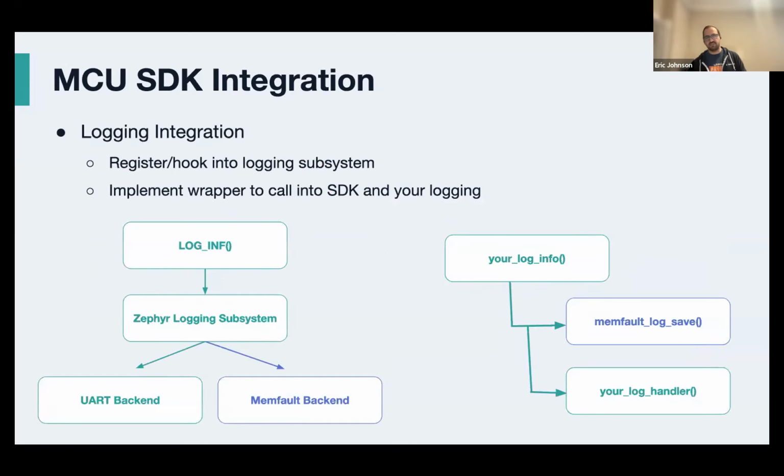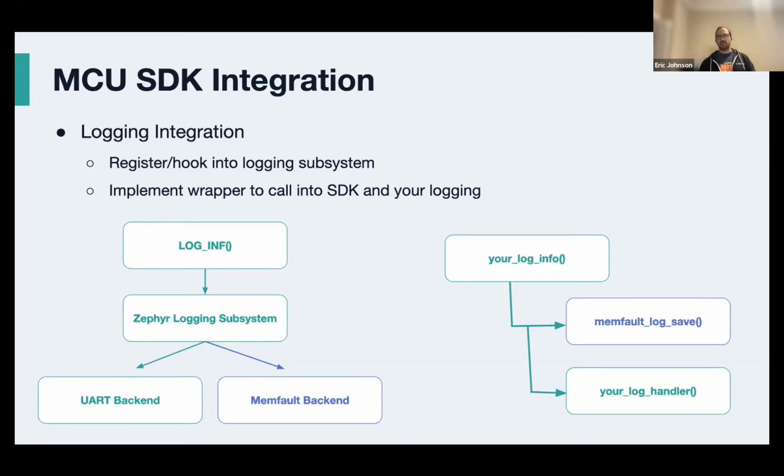The other piece of integration that fits into what we've been talking about today is our logging integration. We do this through two different methods. The first is if your RTOS provides an existing subsystem for this. In the case of Zephyr, we register as a backend. So you can use the typical logging macros that Zephyr provides, like log info. That calls into the Zephyr logging subsystem, and then it sends the log message both to our backend, which is implemented as a circular buffer, and any other backends you might have registered, like say your UART console.